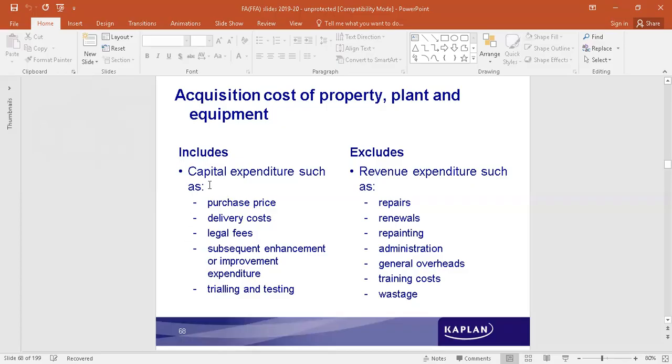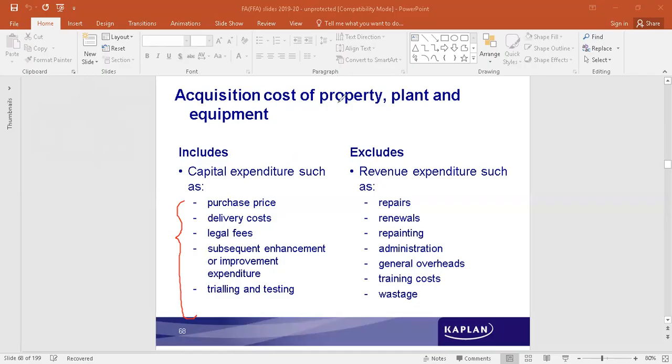Any amount of legal fees that was paid, any other expenses incurred to enhance the asset will become part of the cost of the asset, plus trial and testing. All these things: installation, erection, delivery, freight, transportation, legal charges, anything which is incurred to enhance the earning capacity of the asset, will form part of the cost of the asset. So the complete set of items together will be the cost of the asset, which will be accounted as the asset value in the statement of financial position.